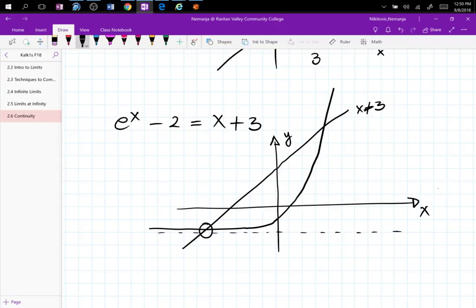Here is the one solution and another solution. Whatever these values are over here, x equals a is a solution and x equals b is a solution. So this has two solutions.